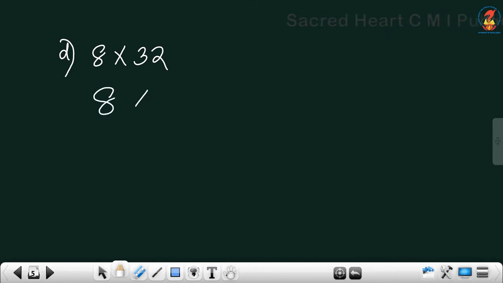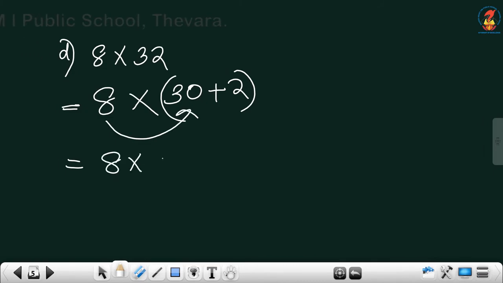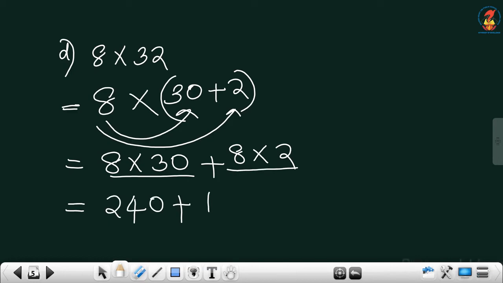8 into 32. Which number do you want to expand? Any number. So 32. We can write 32 as 30 plus 2. That is the expanded form of 32. Now what is the next step? Bracket. 8 into 30 plus again 8 into 2. Then 8 into 30, what is the answer? 240. Plus 8 into 2, what is the answer? 16. Now 240 plus 16, what is the answer? 256. So you got the answer.